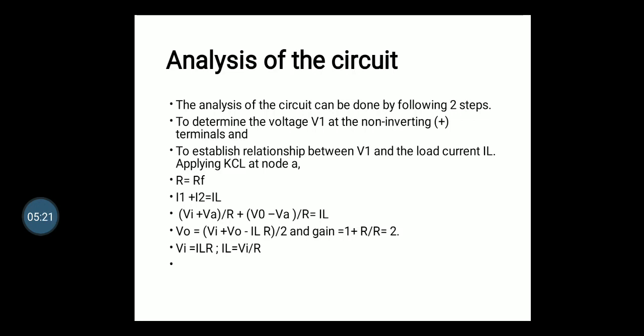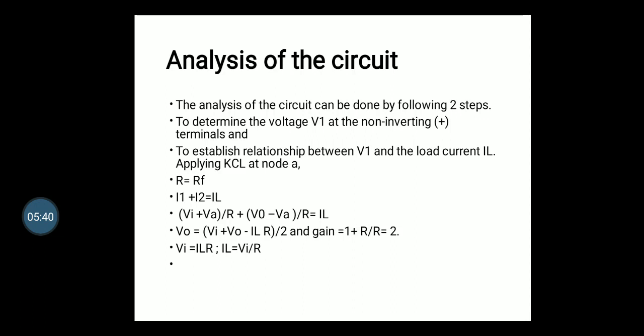2V1/R = Vi/R − IL + V0/R. V1 = (Vi − IL R + V0)/2. Since the op-amp is used in non-inverting mode, the gain of the circuit is 1 + R/R = 2.